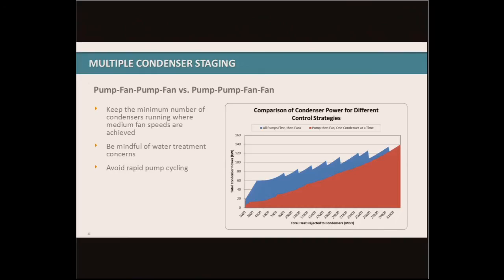Here's a good example of the power difference between operating with a pump-pump fan-fan strategy versus a pump-fan-pump-fan strategy. On the chart on the right, operating with a pump-fan shows you the energy being used in that situation. The blue line is when we're putting all pumps on first. When we put all the pumps on first, you can see that the energy use is actually higher per unit heat rejection as compared to doing it sequentially, as we mentioned.